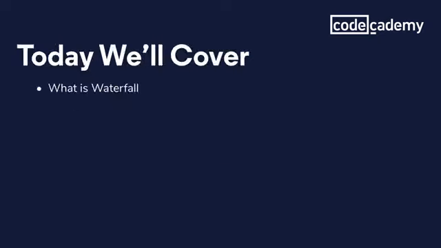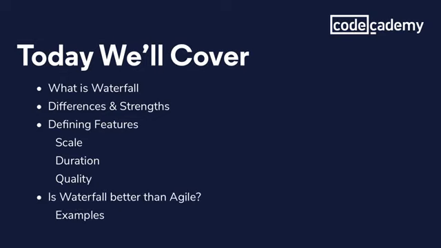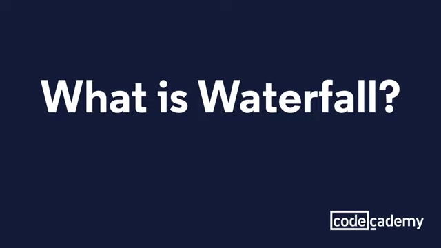Let's get started. So in this video, we're going to talk about what waterfall is, what are some of the key differences and strengths as opposed to agile, and then there are three main themes that set waterfall apart from agile: scale, duration, and quality. We'll wrap up by talking about if waterfall is better than agile and give you some examples to sink your teeth into so that you have a little bit more to chew on. Let's get started. Waterfall is believed to have been the first process model in software engineering, originating from mechanical engineering.